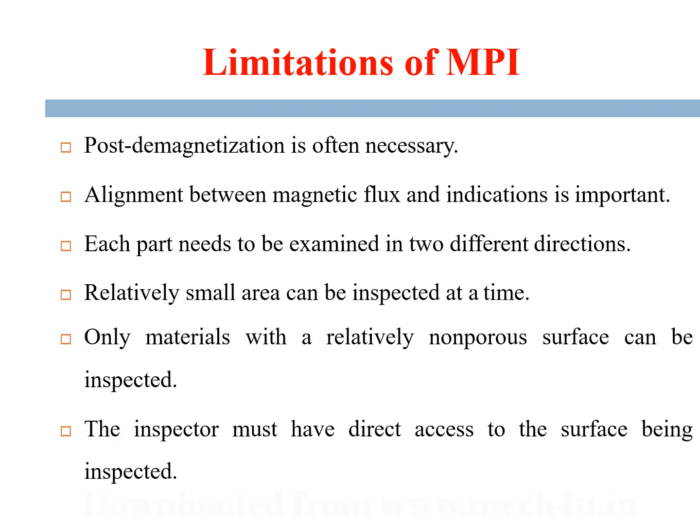Now, post demagnetization, that is, after the testing has been done, demagnetization has to be done. It is often very important, and it needs to be done. The alignment between the magnetic flux and indications is very important. Each part needs to be examined in two different directions, that is, you have to reverse the magnetic field at different locations. And as discussed, a relatively small area can only be inspected.